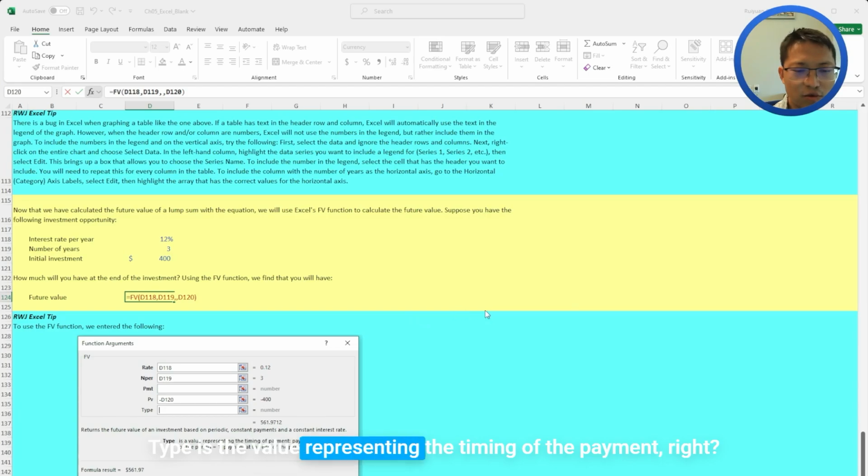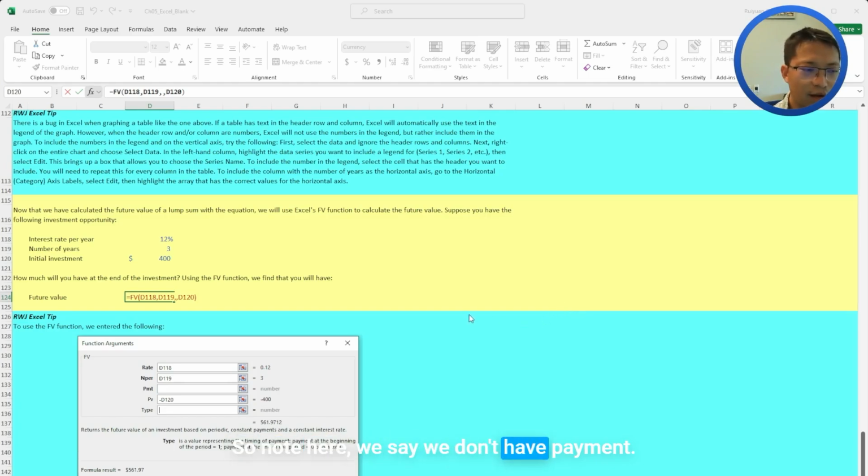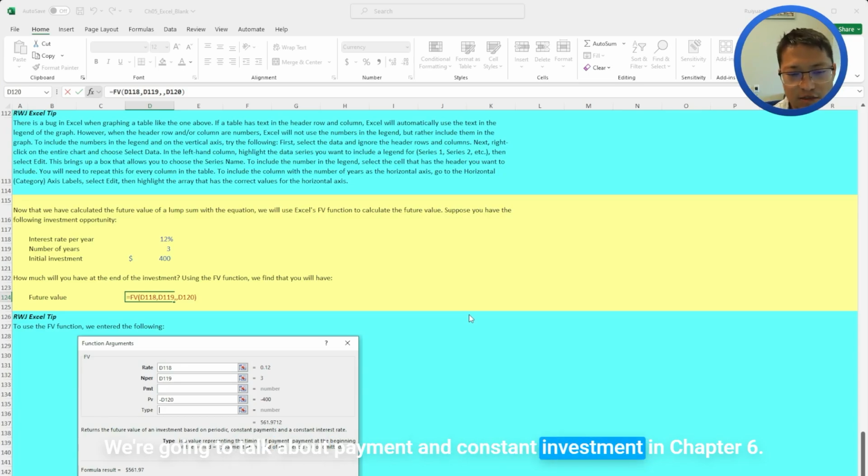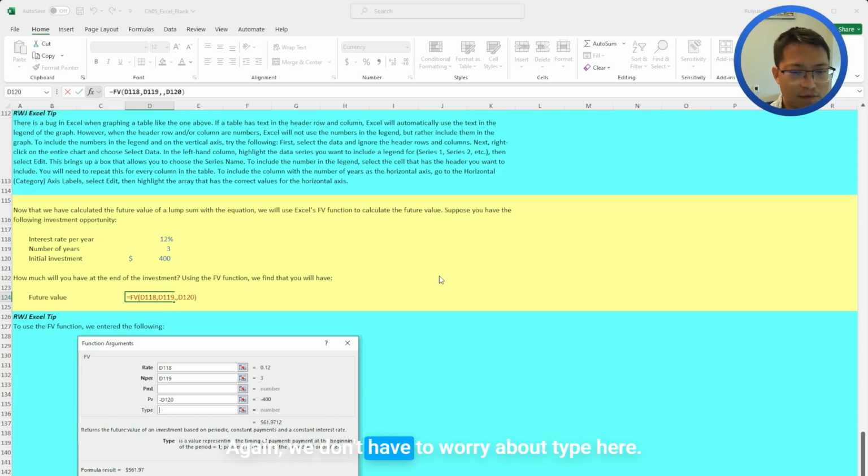The very last one is type. Type is the value representing the timing of the payment, right? Note here, we say we don't have payment. We're going to talk about payment and constant investment in chapter 6. But for now, we're just going to ignore it. Again, we don't have to worry about type here. So all we're done here is okay.